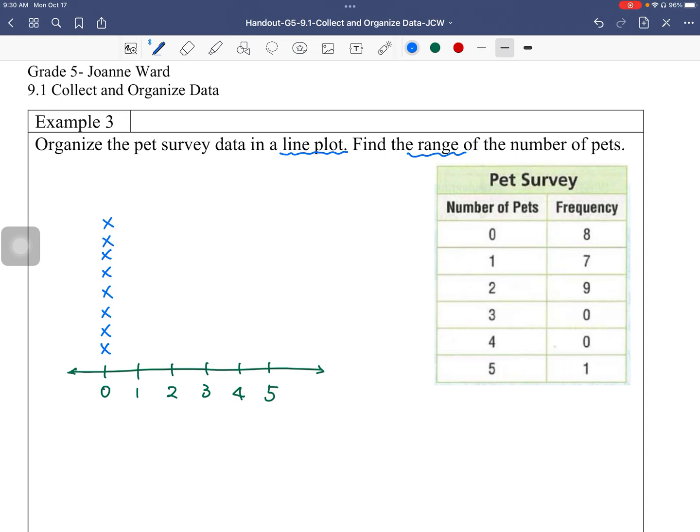For 1, I got 7. 1, 2, 3, 4, 5, 6, 7. For 2, I got 9. 1, 2, 3, 4, 5, 6, 7, 8, 9. For 3, I got 0. For 4, I got 0. And for 5, I got 1. So that's the first part. This is the line plot.